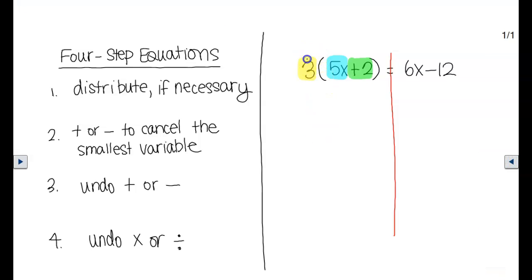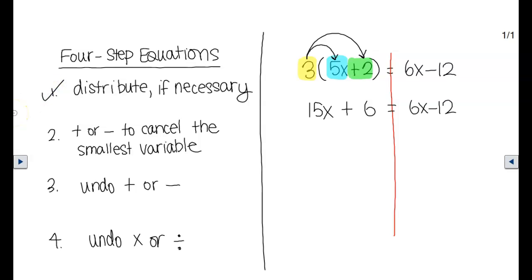So we are going to do 3 times 5x. 3 times 5 is 15. Reattach x. And 3 times positive 2, which is positive 6. So we put plus 6. When we distribute, we get 15x plus 6 is equal to 6x minus 12. So that is my new equation. Step 1 is done. I have distributed.